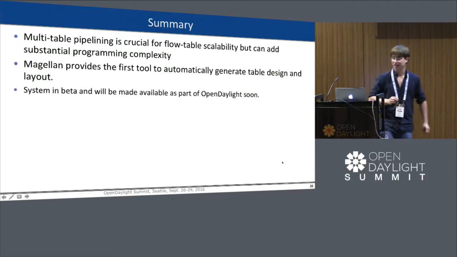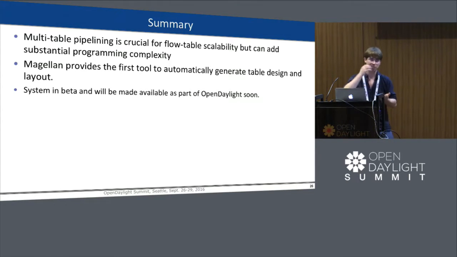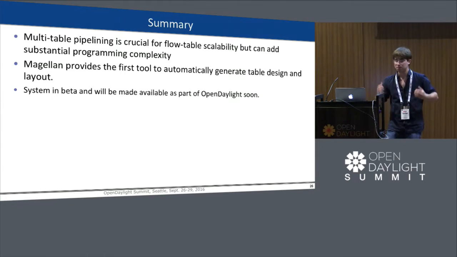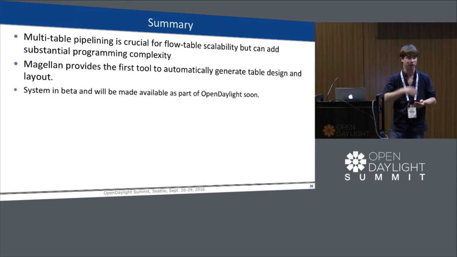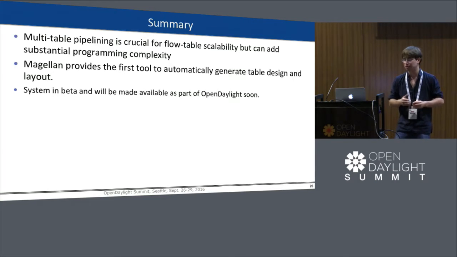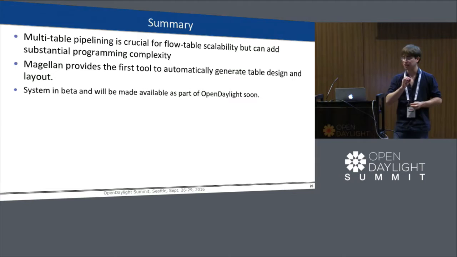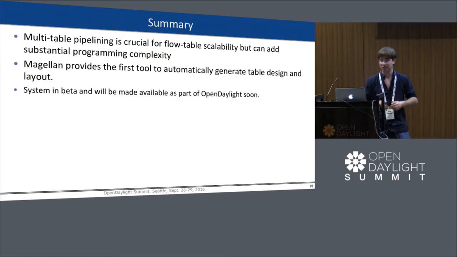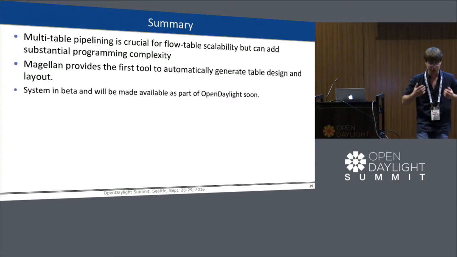Perfection. Okay. As you see, multi-table pipelining is crucial for flow table scalability, which is why the general progress of pipeline solutions has been in that direction. See KVM, P4, Marvel, and so forth. But at the same time, actually programming for multi-table pipelining adds substantial programming complexity. Magellan provides the first tool which automatically generates both table design and layout for arbitrary programs written in natural high-level languages.